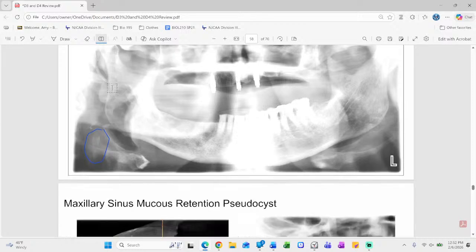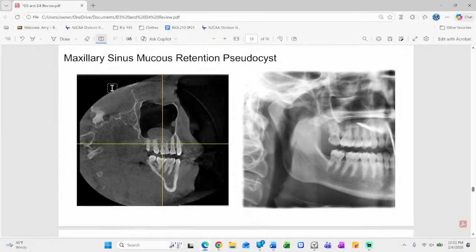Maxillary sinus, mucus retention pseudocyst. Left is a slice of a cone beam sitting right on the floor of the sinus. And of course, here it is. So it does hold its shape, and it has that rounded appearance to it. Right? Mucus retention pseudocyst. Do you have to do anything with it?